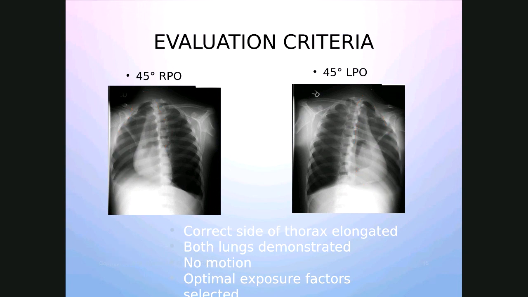And you want to always make sure you have the correct side of the thorax elongated. Both lungs have to be demonstrated, with no motion and optimal exposure factors. Again, you're reading the report to see what the radiologist is looking for. And realize that sometimes when we do these oblique positions, we can use different markers that can pinpoint or show the calcification or mass that we're looking at.